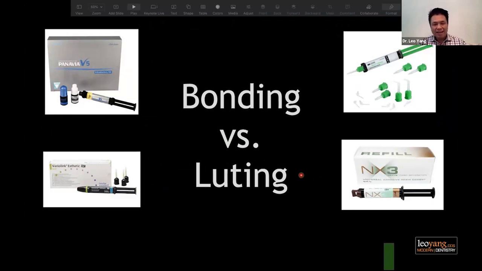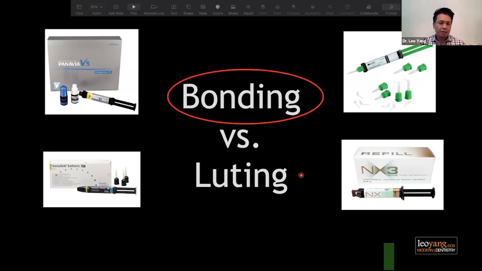With that said, there's a difference between bonding and luting. Bonding is basically a chemical interaction link between the tooth, restoration, and cement. Luting is basically, just think of it as just putting it in there, with no chemical link. A lot of the examples I'll be showing you are based on bonding techniques. Because of using bond strength, a lot of times you don't need so much retention and resistance. That's why I don't prep for retention and resistance.